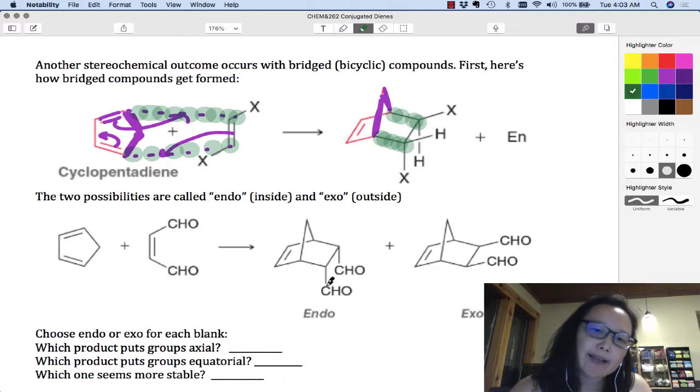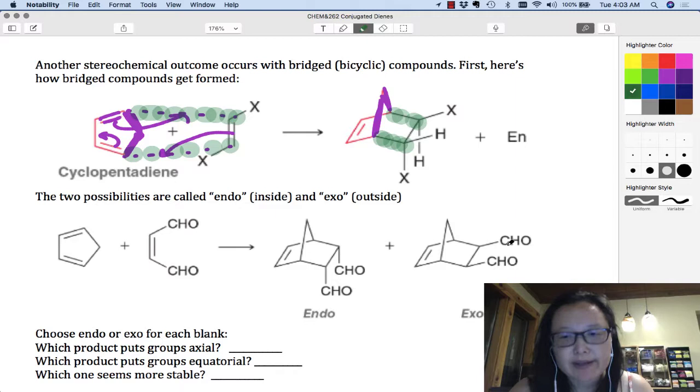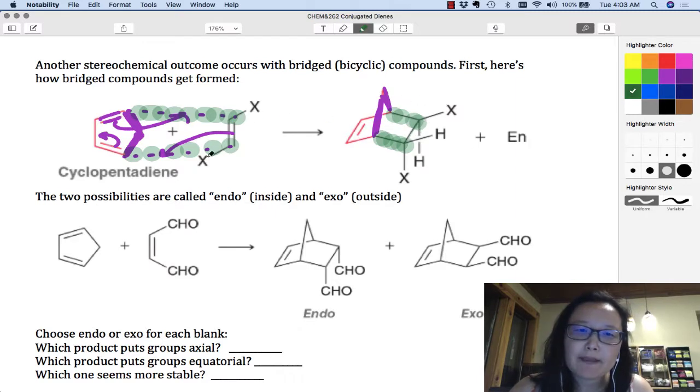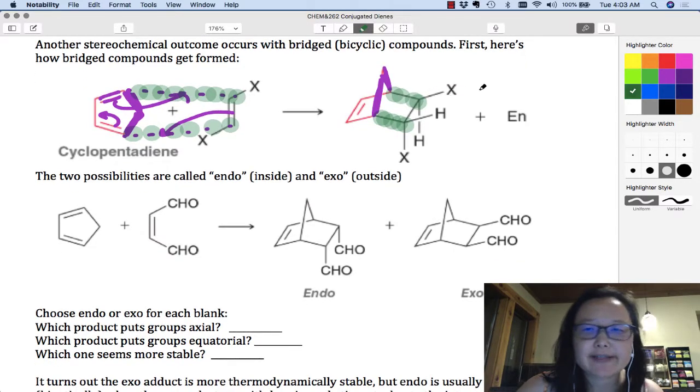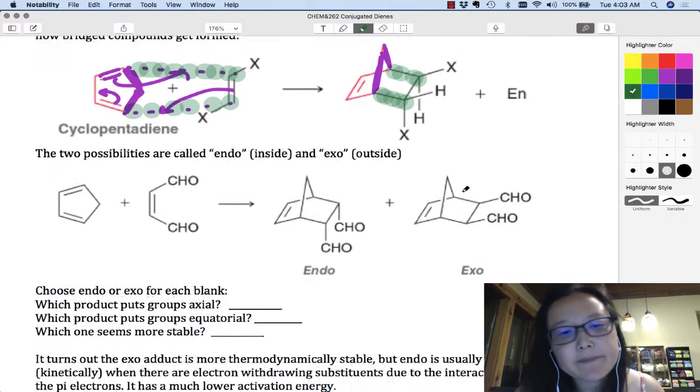So I'm going to end up with either what's called the endo form, which is the axial down, or the exo, which is the equatorial up. And then one last note, you could have this molecule flipped, and then you could have the equatorial here and the axial here. So that's why it says plus enantiomer. But as long as they're trans, you can have either version.